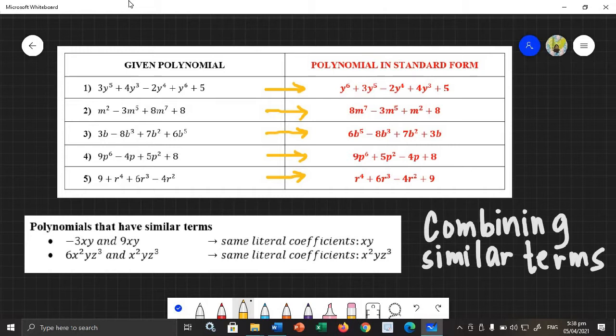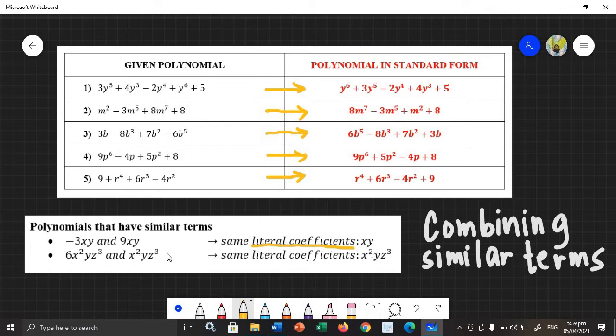And then, there is a rule in adding polynomials. Polynomials have similar terms if they have the same literal coefficient. We already talked about literal coefficient, right? When we say literal coefficient, these are the variables in the polynomial as well as the exponents of the variables. So in this example, negative 3xy and 9xy can be considered similar terms because they have the same literal coefficient, which is both x and y. Their exponent is an invisible 1.